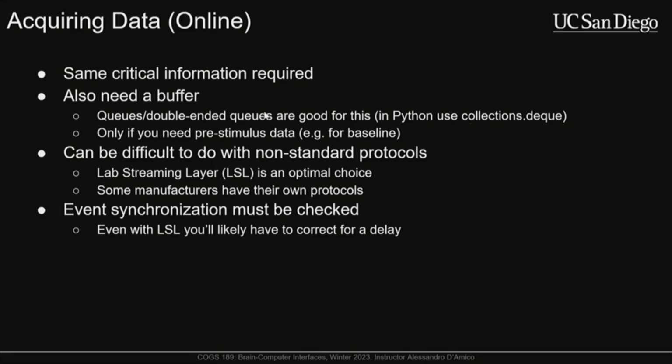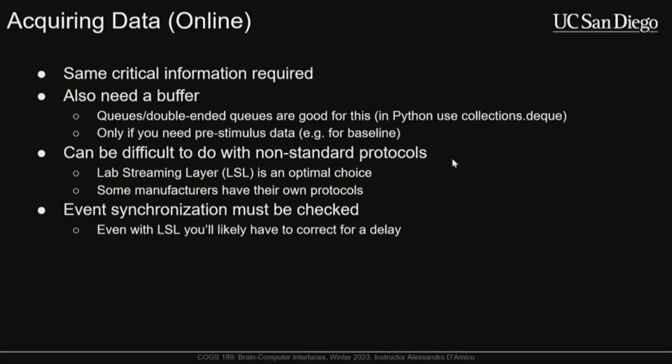When you're implementing a buffer, if you're using Python or any modern language, you want to use a queue, because you're always going to want to be getting rid of the oldest sample and adding a new sample in, and a queue is optimal for that. In Python, the best solution for that is a double-ended queue in the collections library. It's very, very efficient. And that's what I use for my BCIs, I use a deque.